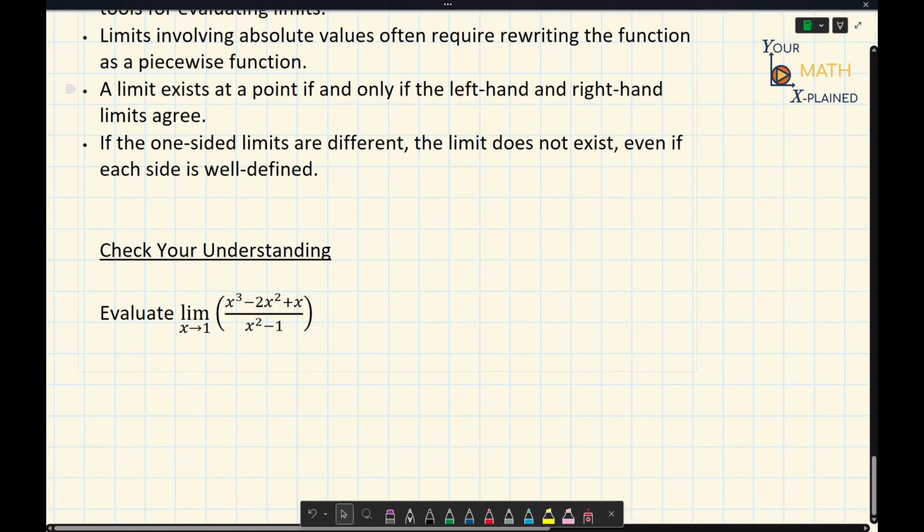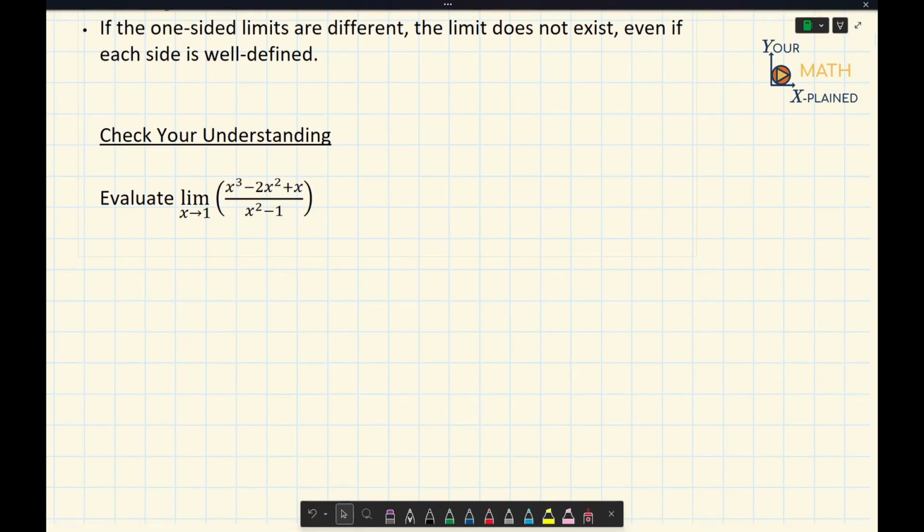And now it is your turn to give this a try. Can you evaluate the limit on the screen here?